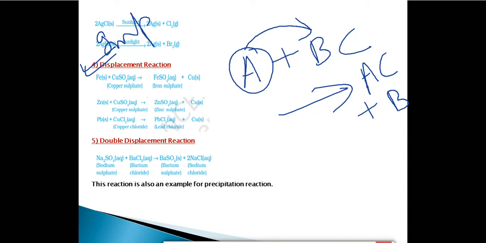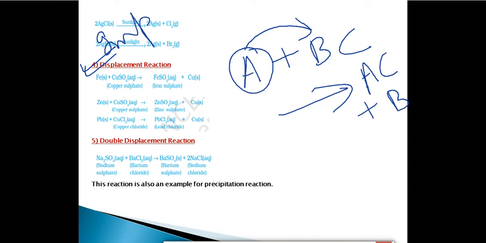I have provided you 3 examples over there for displacement reaction. Any one of the examples you can learn. The first one is Fe plus copper sulfate, CuSO4. In this reaction, iron is more reactive than copper. We know that iron is above copper in the reactivity series. So iron will displace copper from the salt solution and it will form FeSO4, iron sulfate.